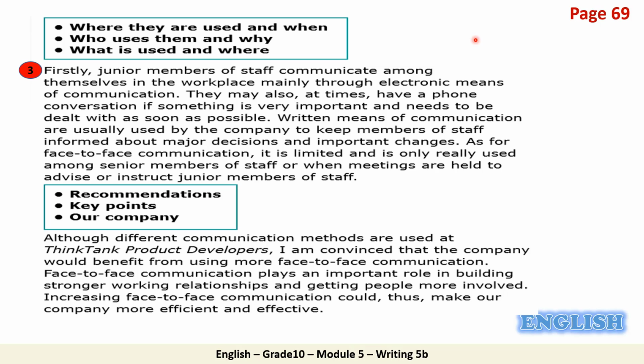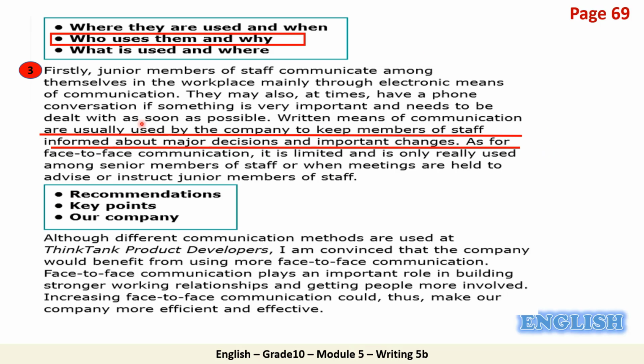Let's move on to paragraph 3. Pause, read through the paragraph and the options, and make a choice. Now, let's check the evidence. First of all, we have written means of communication are usually used by the company to keep members of staff informed about major decisions and important changes. So, the answer should be excellent. Who uses them and why? Major decisions, members of the staff. This is what you need to think of.